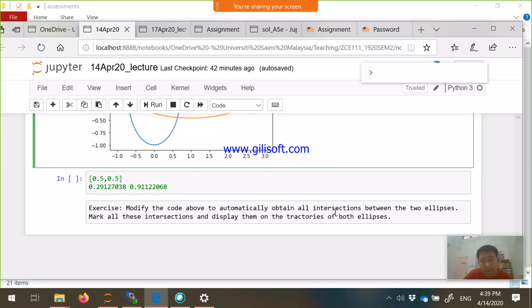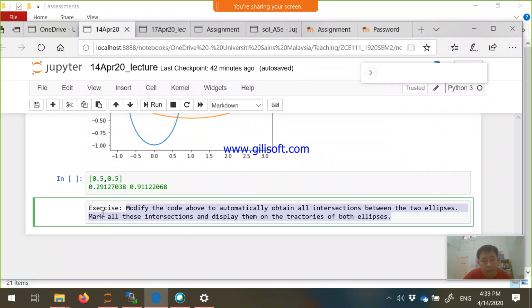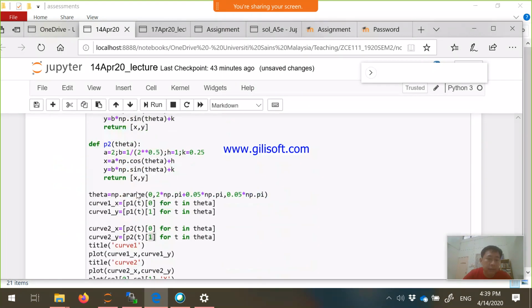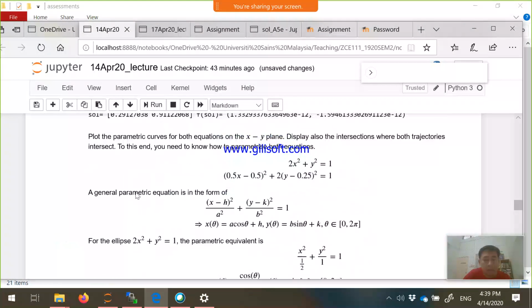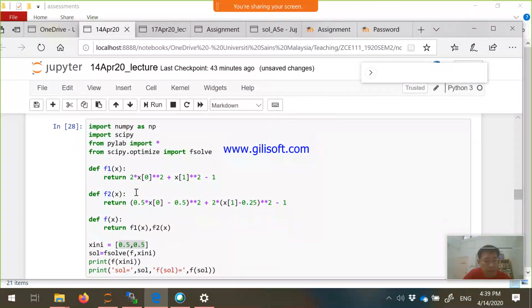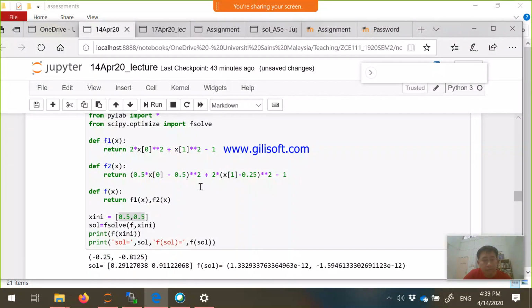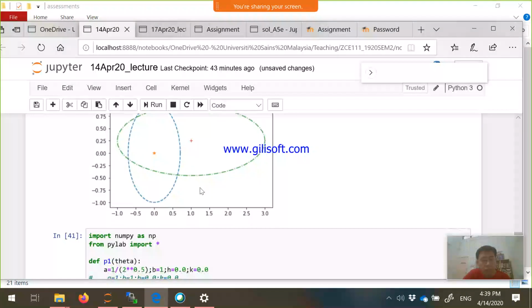So now I give you a simple exercise. Maybe I should do this in the assignment that I'm going to put up after this lecture. Do you think it is possible for you to modify the code that is being developed here? So this, for example, only finds you the solution for one intersect. Now how about if I want you to do this?